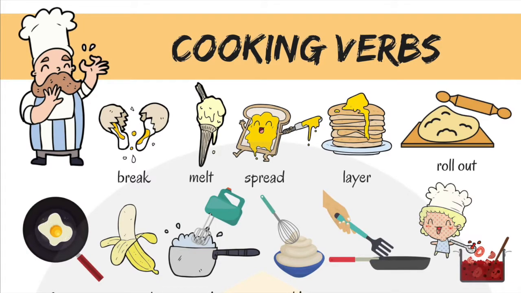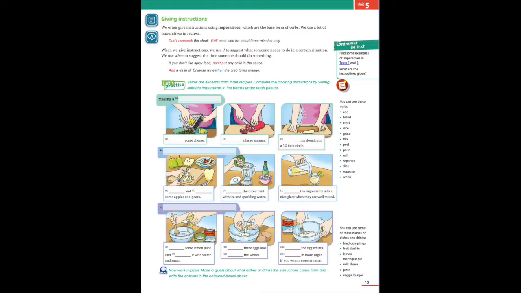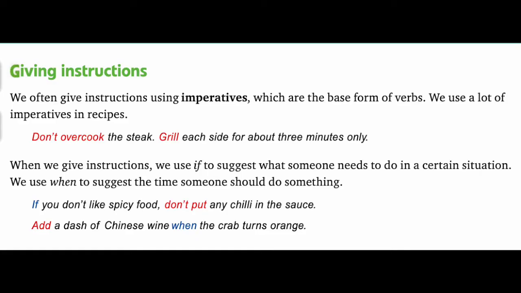In Unit 5, we're going to learn some cooking verbs, and at the same time, you can turn to your book page 13 so we can go through this together. Okay, before we take a look at the verbs, I would like to explain to you what imperatives are. Imperatives are basically the base form of a verb.